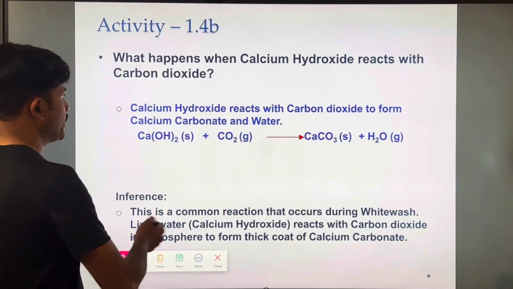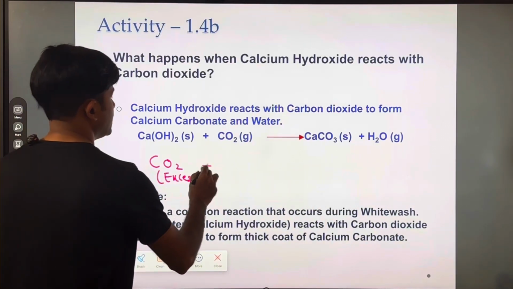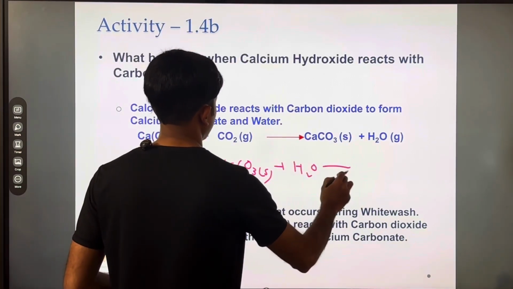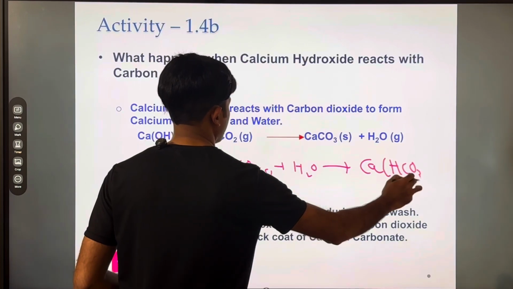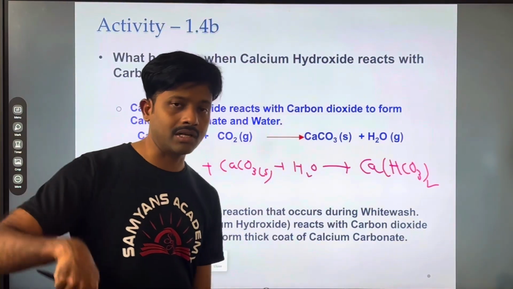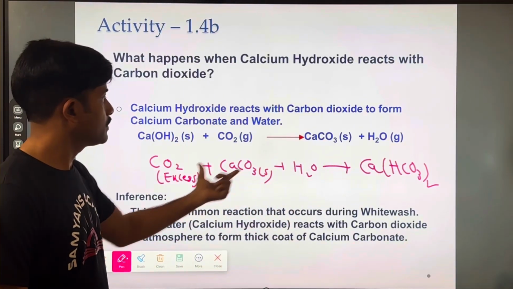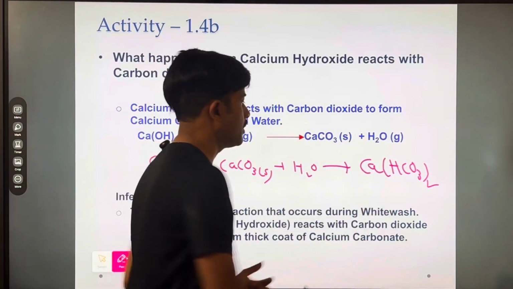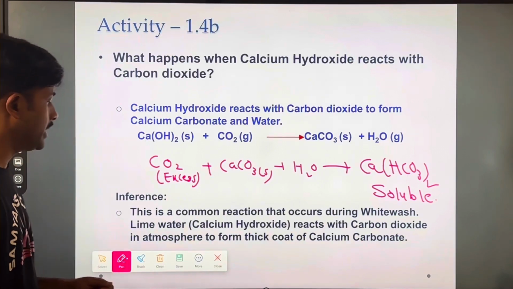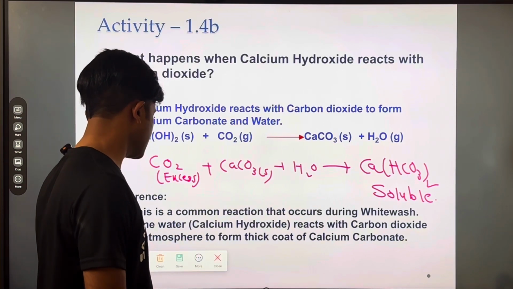Okay, when you pass excess carbon dioxide to it, then what will you get here? This excess carbon dioxide reacts with the calcium carbonate and water and forms a soluble substance. What is that? Calcium bicarbonate. The excess CO2 reacts with calcium carbonate and water and forms one soluble compound, right? Calcium bicarbonate. This is a soluble compound you will get here, right? And this is also an example for the testing of CO2 gas, right?